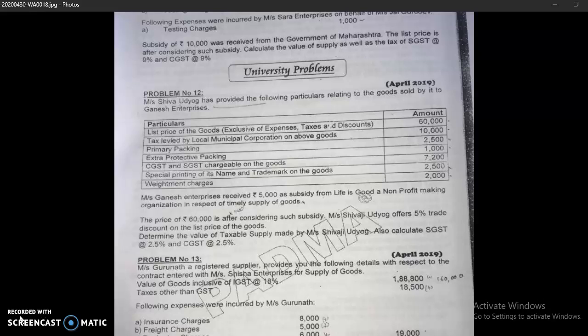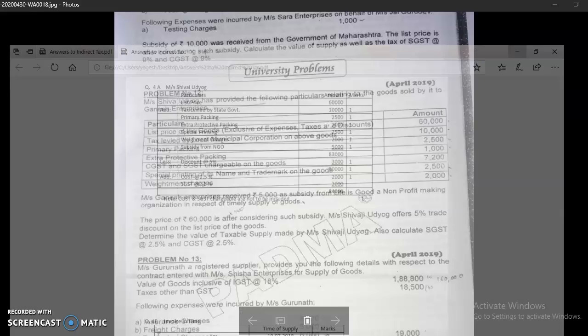Then Messrs Shivaji Udyog offers 5% trade discount on the list price of the goods. So in the beginning I explained, whenever any discount is given, you have to deduct that discount from that price. So we'll reduce that discount. Then they determine the value of taxable supply made by Messrs Shivaji Udyog and also calculate HGST 2.5% and CGST 2.5%.